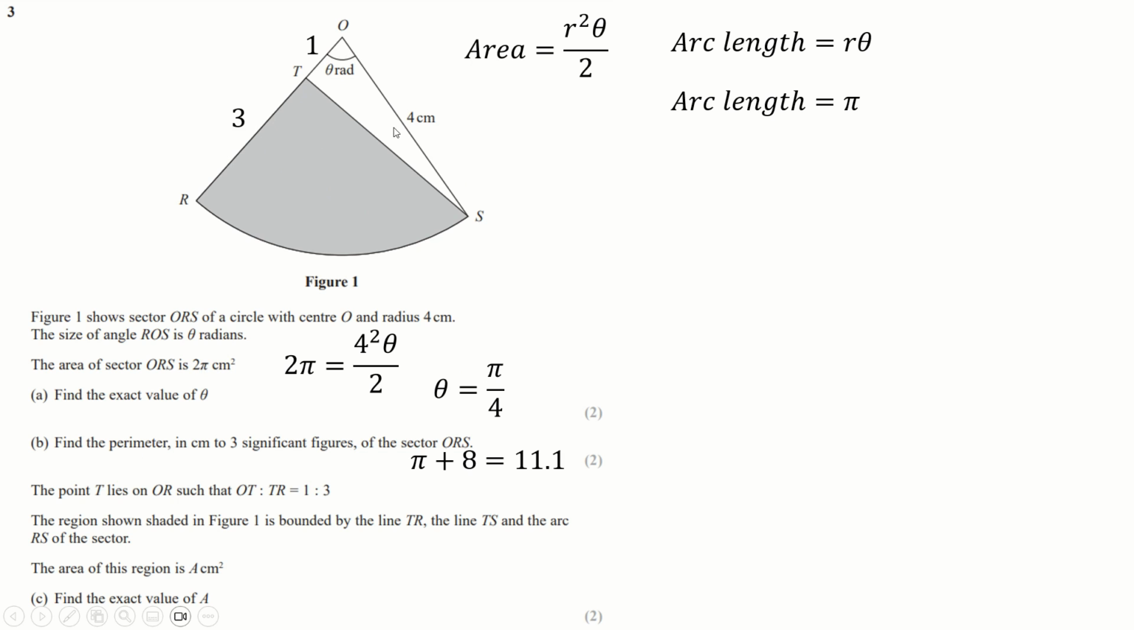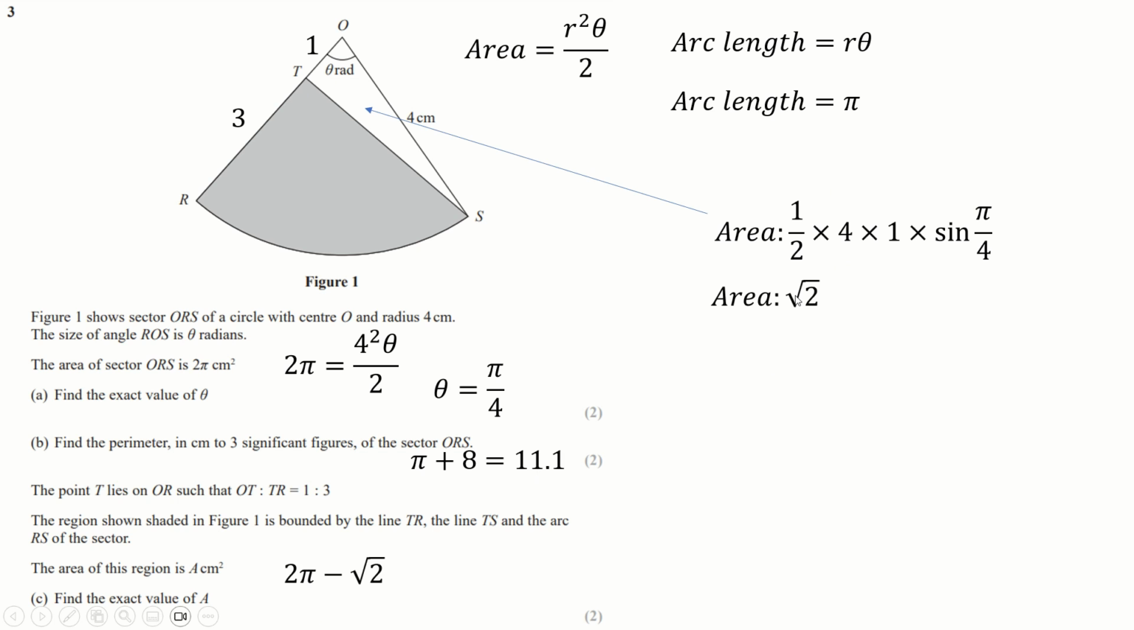2 pi. And we can just take away the area of this triangle, which we can do by just doing a half ab sine C. So a half times 1 times 4 times sine of theta, theta being pi over 4. Sine of pi over 4 is 1 over root 2. This makes 2, so that's 2 times 1 over root 2, which I think is just root 2. And then we just do 2 pi minus that root 2. And we'll end up with the answer exactly.